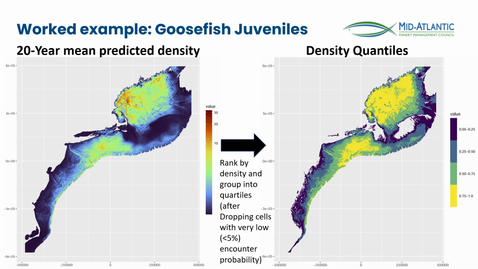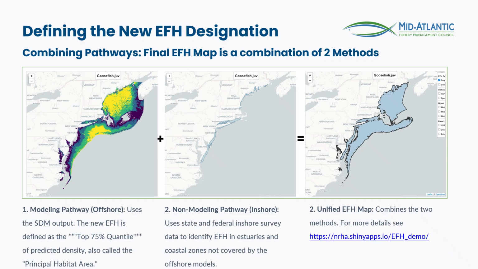Then, after dropping cells with 0 or near 0 rates of encounter, the cells are ranked based on their density and assigned to quartiles. The upper 3 quartiles, which are yellow, green, and blue in the figure on the right, together delineate the EFH boundary. Then, last but not least, the model-derived EFH boundary is combined with additional inshore boundary information to produce the final EFH footprint.